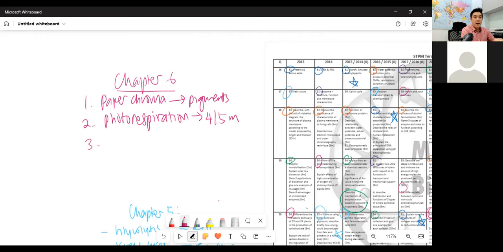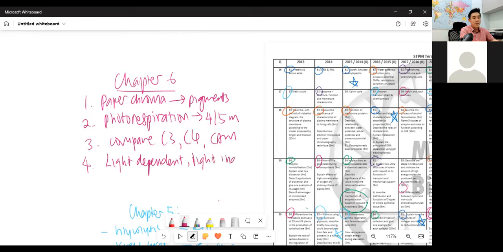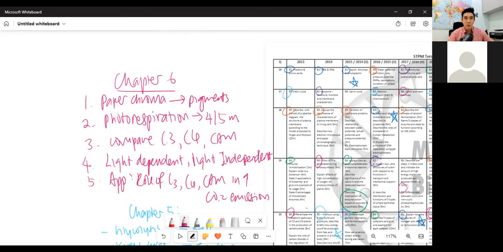Number 3, compare C3, C4, CAM plants. And yeah, like it or not, light dependent, you have to go through. Light dependent, light independent. Go through once at least. And the last one, application, guys: role of C3, C4 and CAM in high CO2 emission. Okay, but actually to me, chapter 6 is quite short once you are familiar with the light dependent reaction.